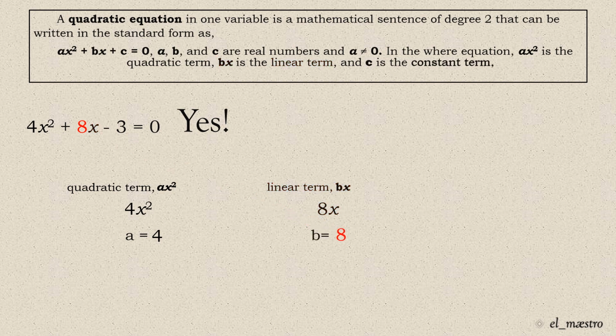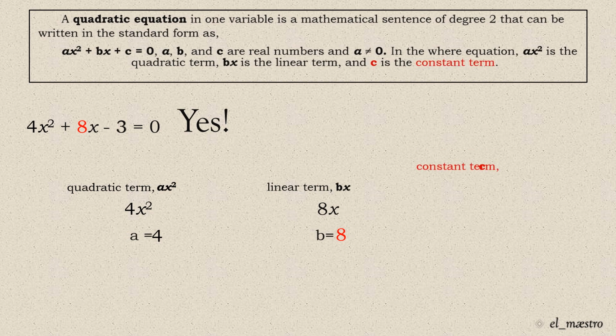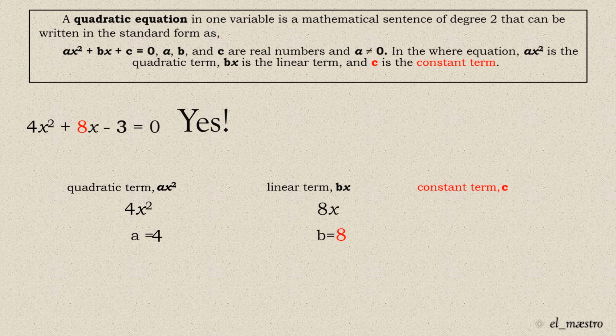The last one is the constant term. Very good. So what's the constant term? -3. Okay? So take note, if your term is negative, it must be negative. So you should not say the constant is 3, since it is -3. That is -3. Okay? So we got it.